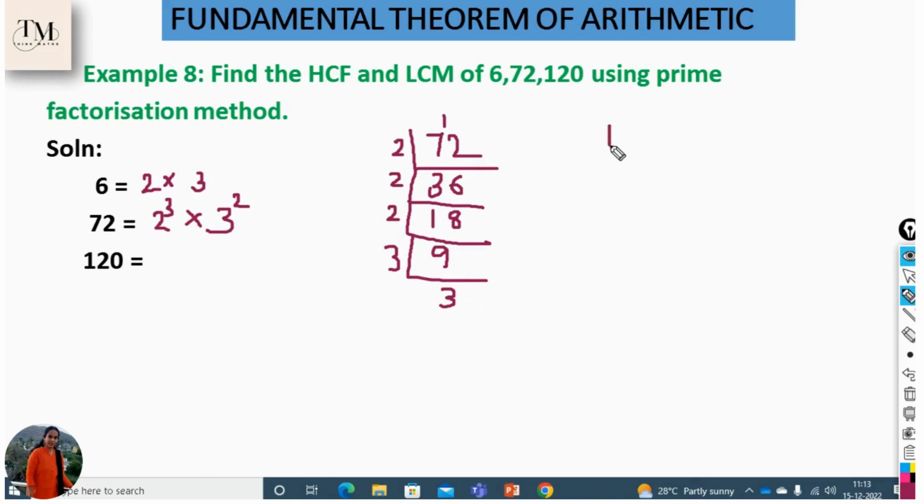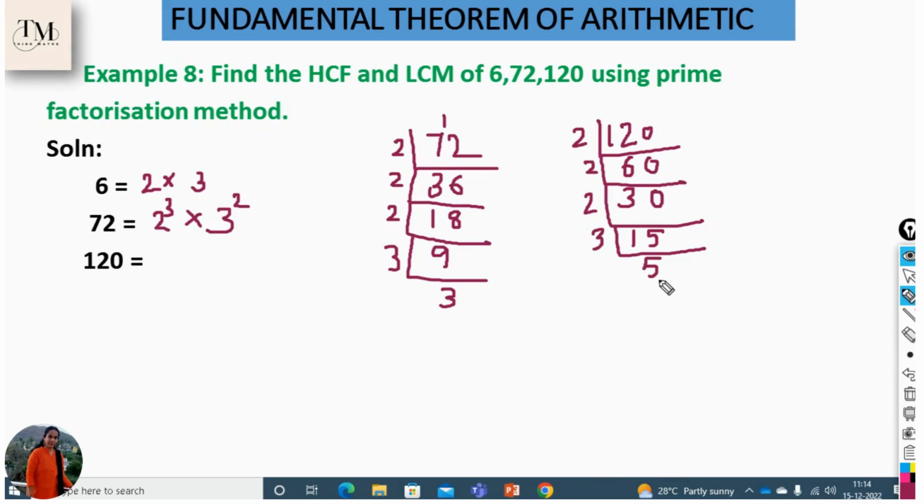Next I calculate for 120. 120 is even, so I start with 2. 2 sixes are 12 and this 0 comes here. Again I start with 2. 2 threes are 6, 0. Again I use 2. 2 sevens are 14... 2 fives are 10. So 15 is not even, so I use 3. 3 fives are 15. 5 is prime, so I stop here. So there are three 2s, so I write 2 power 3 into 3 into 5. So we have to find HCF and LCM.